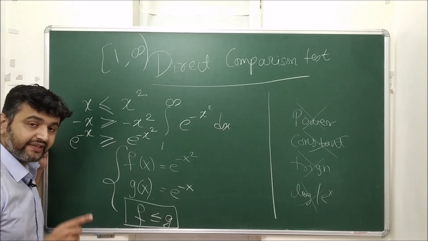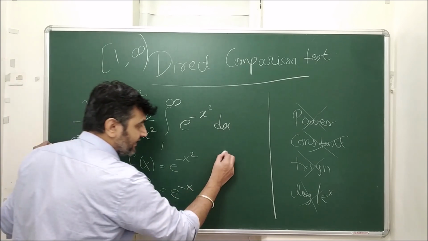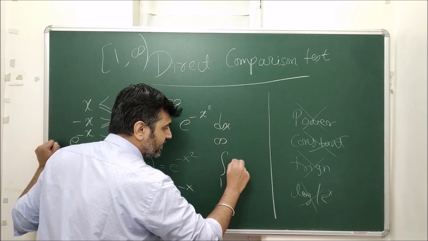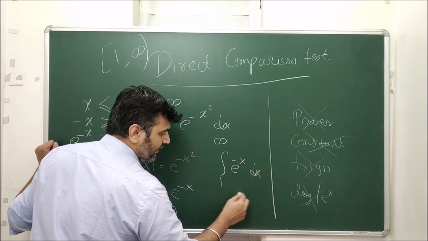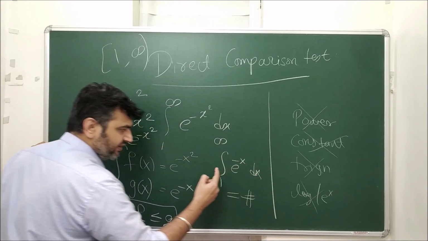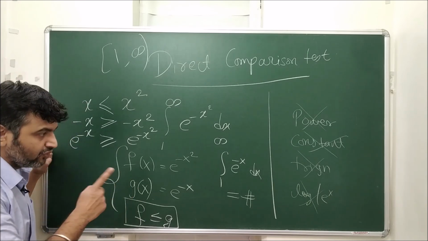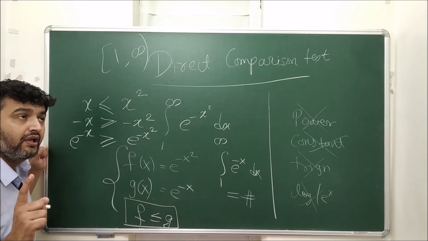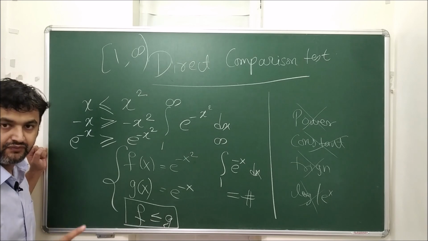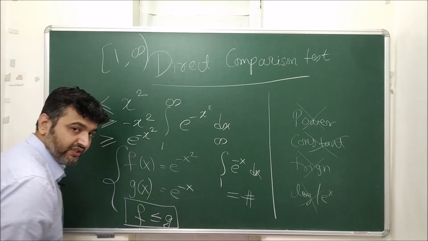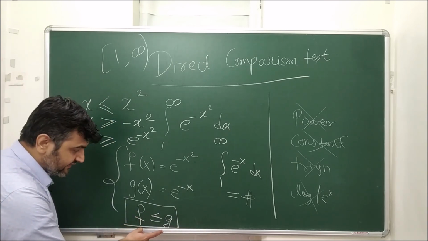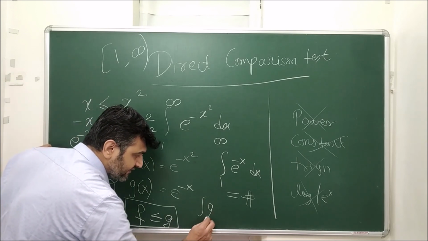Now what about g? Can you say anything about g? Yes, if I ask you what is the integral from 1 to infinity of e raised to minus x dx, this comes out to be a finite number, 1 by e. I have solved this in my earlier lecture on improper integrals of type 1, so if you see that lecture, I have solved that problem there. So f is less than g and the integral of g is finite.